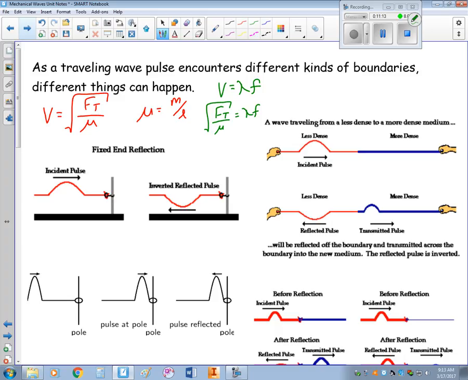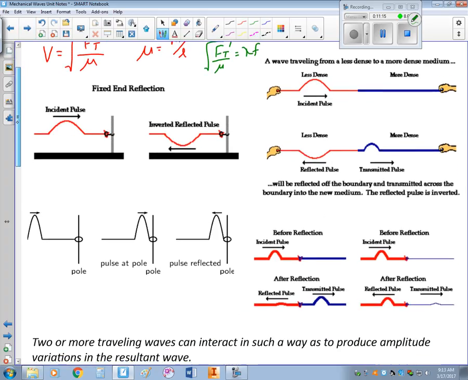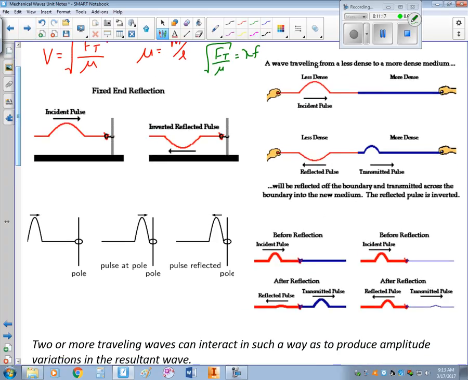So let's say I send a wave pulse down a string, and the string is attached to something so that it cannot move up and down. Well, this wave pulse will be reflected, but it will be reflected inverted. It'll flip upside down. If I send a wave pulse along a string and then there's a movable boundary, the wave will be reflected, but this time it will stay at the same amplitude that you send it.